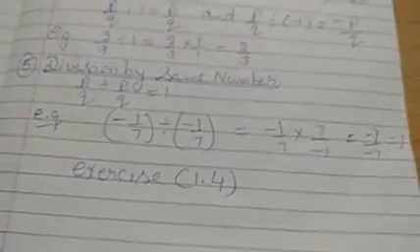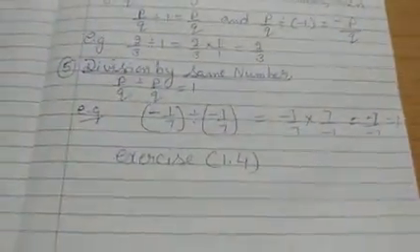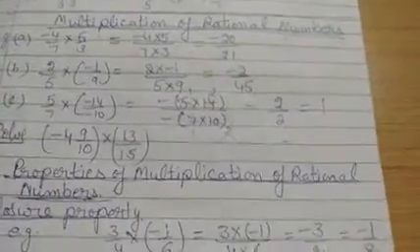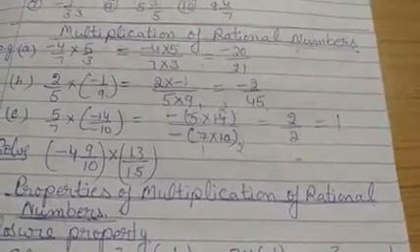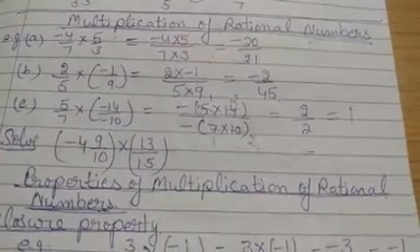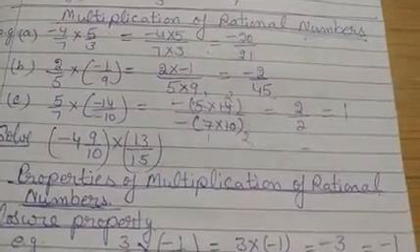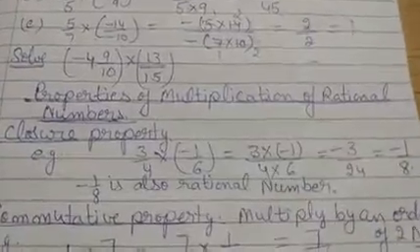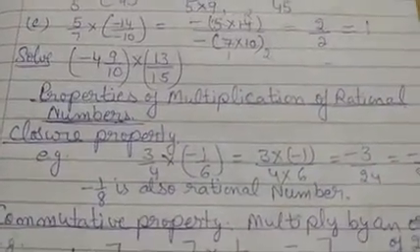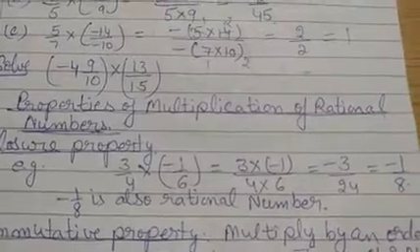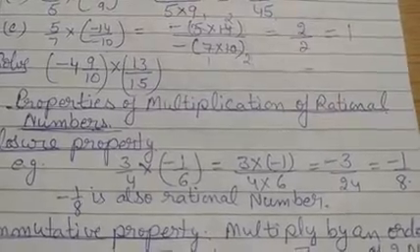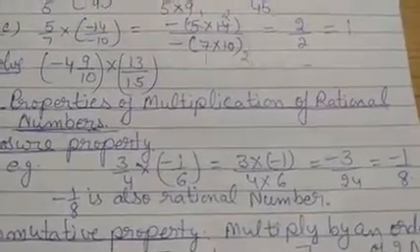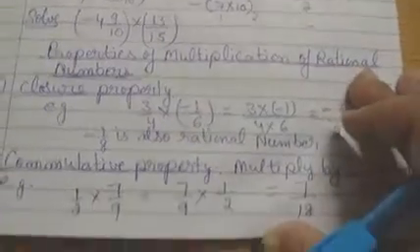Now I repeat again what we have done today. In today's lecture, our first topic was multiplication of rational numbers, how to multiply different types of two rational numbers with each other. For that, you have to multiply numerator with numerator and denominator with denominator. Next was properties of multiplication of rational numbers. First is the closure property. Closure property means when you multiply two rational numbers, the result after multiplication is again a rational number. So that is the closure property.